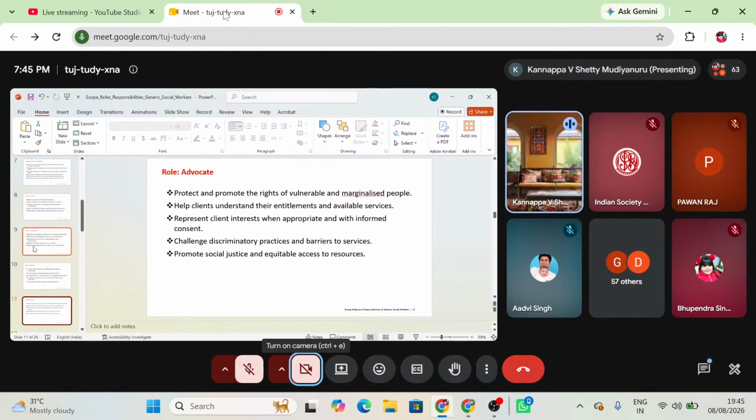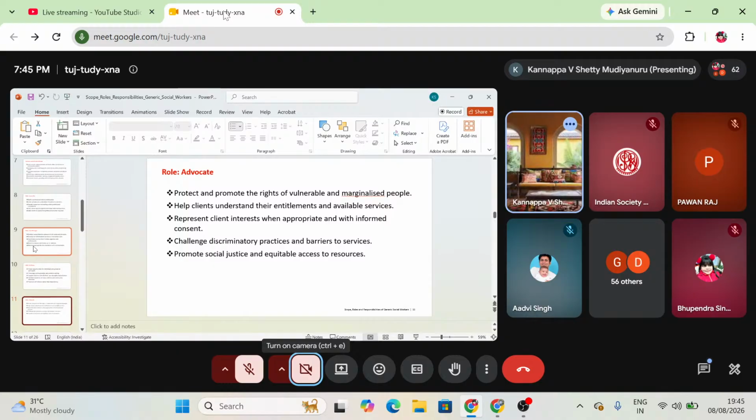And next one is advocate. Of course, many times we do go for various levels of advocacy, and it's again a very common and very important role of social workers in terms of generic services. So mainly they protect and promote the rights of vulnerable and marginalized people. We know that there are a number of marginalized sections across the country. So many of our social workers are working there and help clients understand their entitlements and available services, represent client interest when appropriate and within informed consent, challenge discriminatory practices and barriers to services, and promote social justice and equitable access to resources.